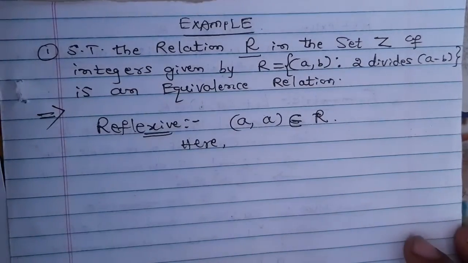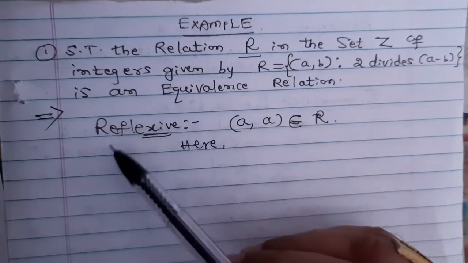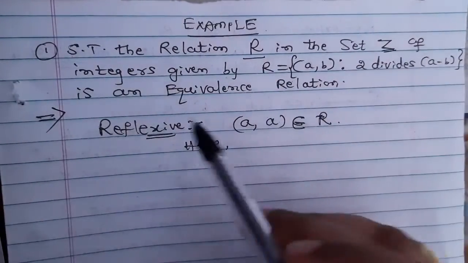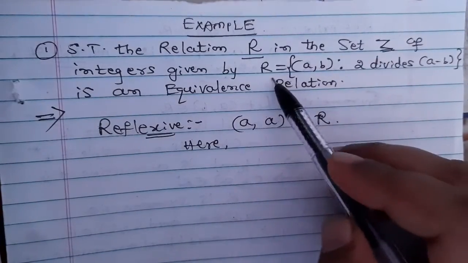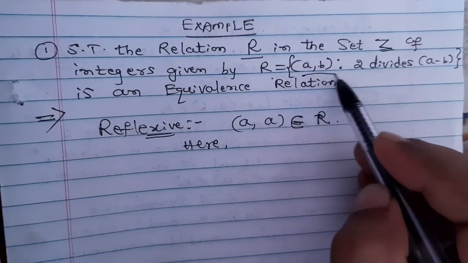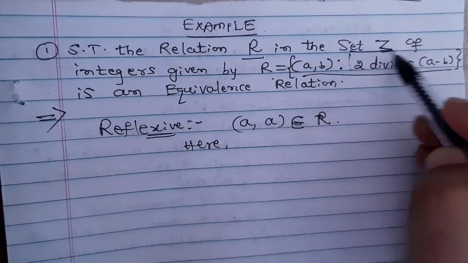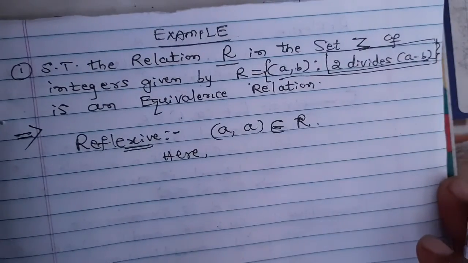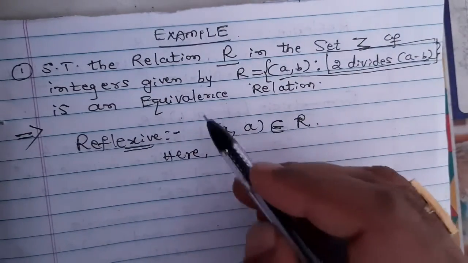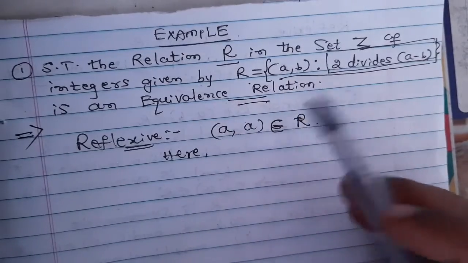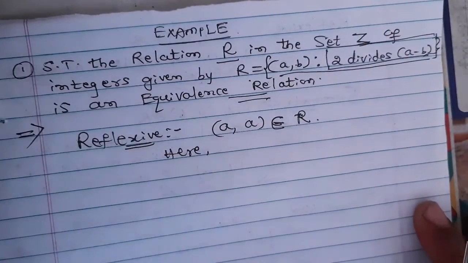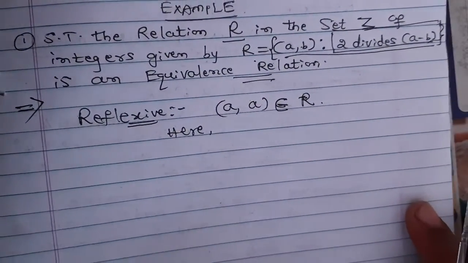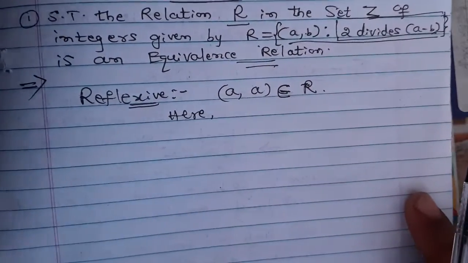So let us consider another problem. It is also a 3 marks problem. Show that the relation R in the set Z of integers given by R = {(a, b) : 2 divides a minus b} is an equivalence relation. See here, once again the rule is given: 2 divides a minus b. Once again we have to prove that it is an equivalence relation. So we have to show that it is reflexive, symmetric and transitive.